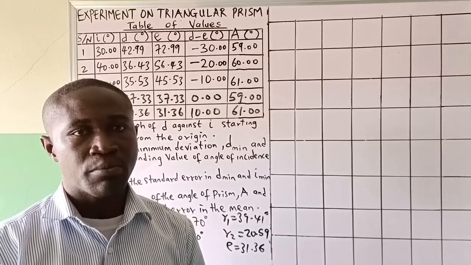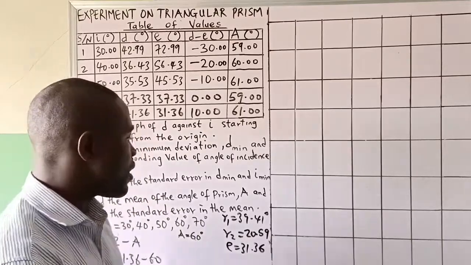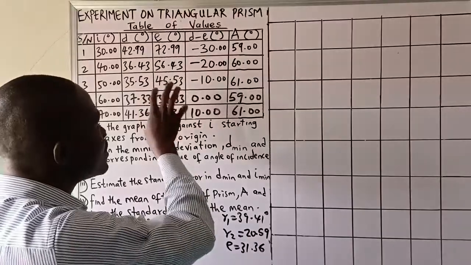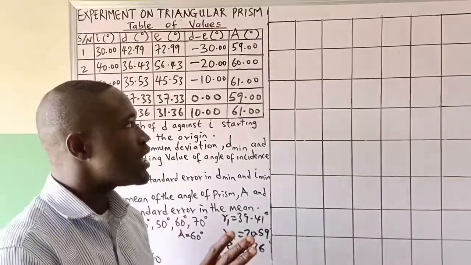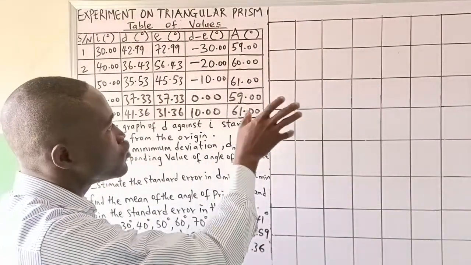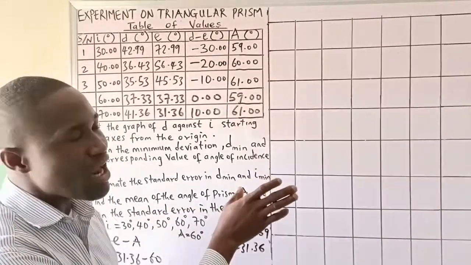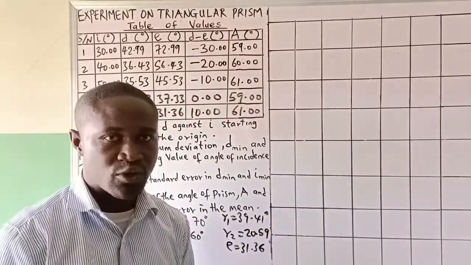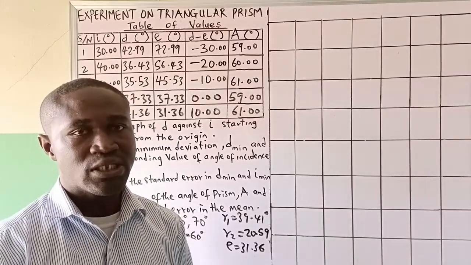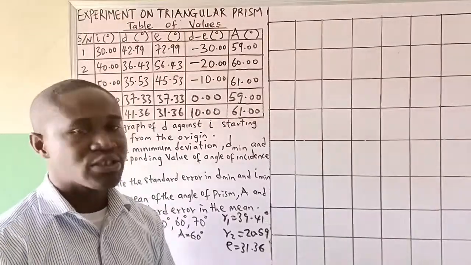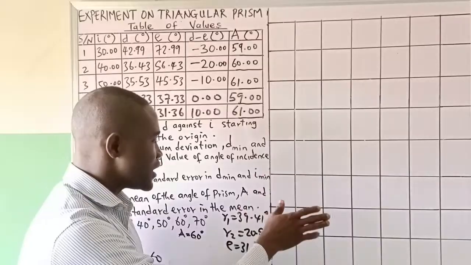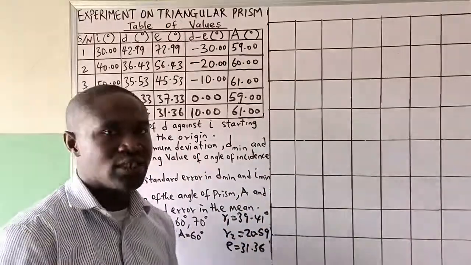Posting on practical physics. Remember, we have succeeded in getting the table of values. We will see how to use this table of values to plot our graph. Okay, so we'll go into graph plotting in the next video. Please see the next video as we plot the graph. After plotting the graph, we'll answer these questions.